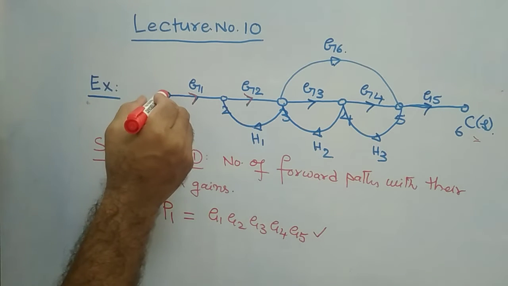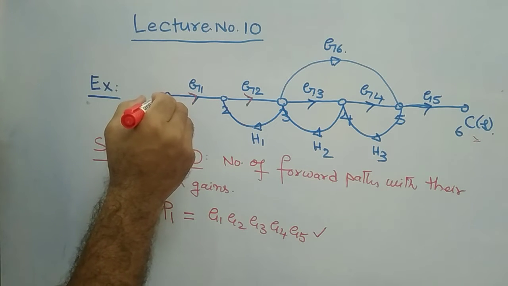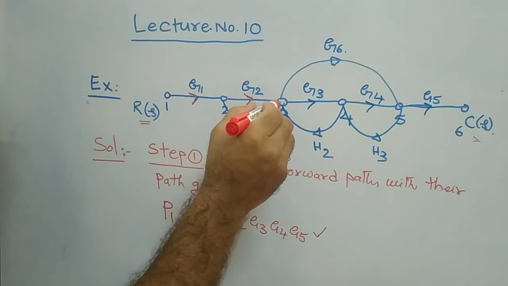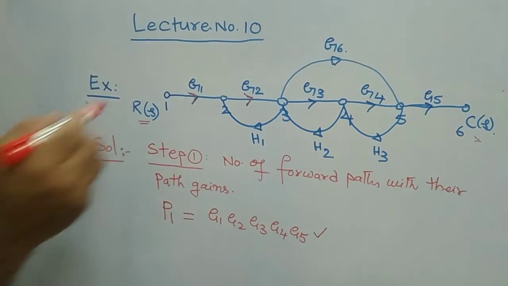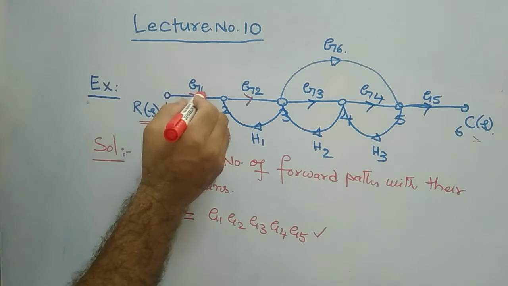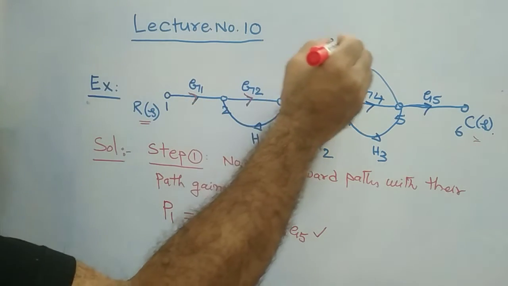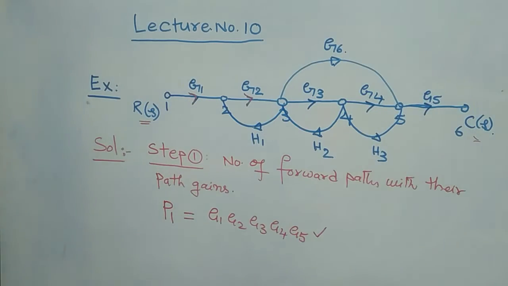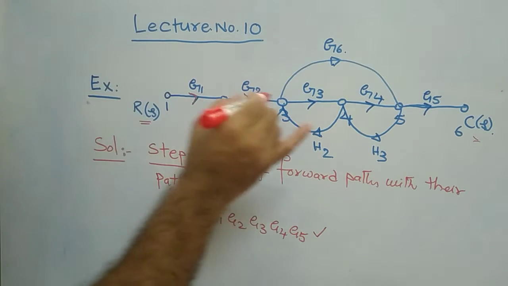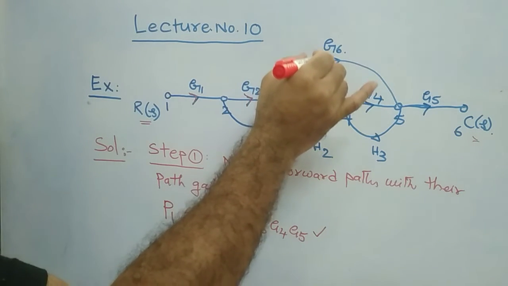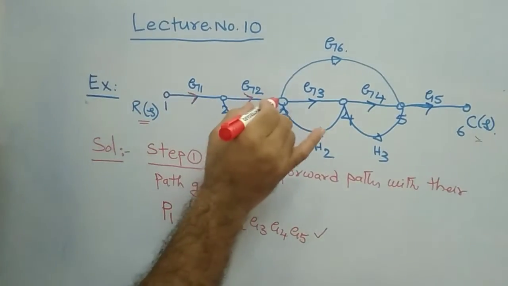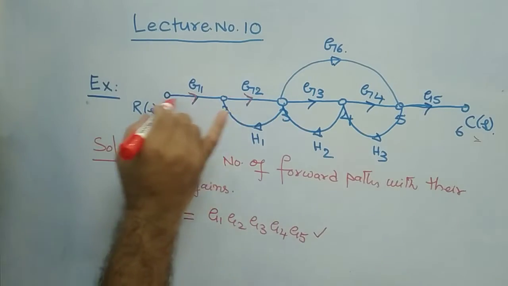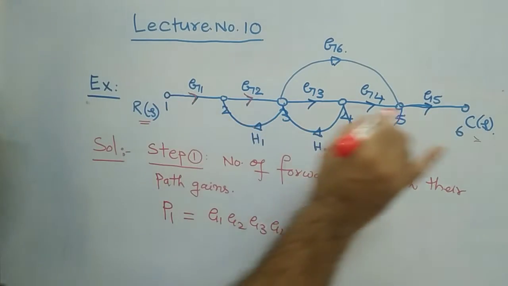What is that path? It is like this, starting from node 1, that is 1, 2, 3, going to 5 and then reaching 6. What are the gains available on this path? G1 into G2 into G6 into G5. Understood? Because here the arrow mark is directed in the forward direction only. Therefore, this is a forward path, the straight forward path which we have considered as path 1.